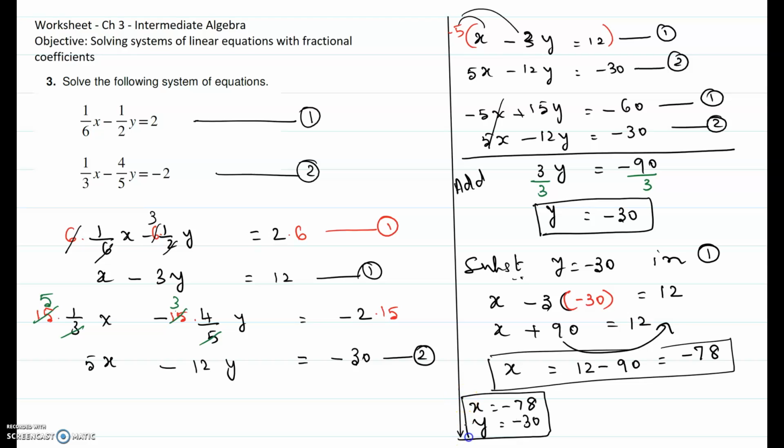So when you write the solution, make sure to write both values of x and y. So you can write the solution as an ordered pair (x, y), x is negative 78, y is negative 30, or you can write the way I wrote before, x equal to negative 78 and y equal to negative 30.